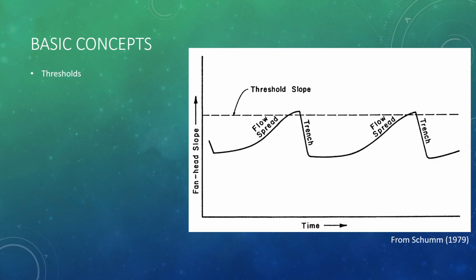In this figure on the right from Schumm 1979, Schumm plotted the increase in the slope of an alluvial fan head, which we would also call the apex of a fan, against time. In this example, as the fan head slope increases above a certain slope value, or a threshold value in this case, shown by the dotted line, incision will occur and the fan will trench. And we see that a couple of times cyclically in this graph here.